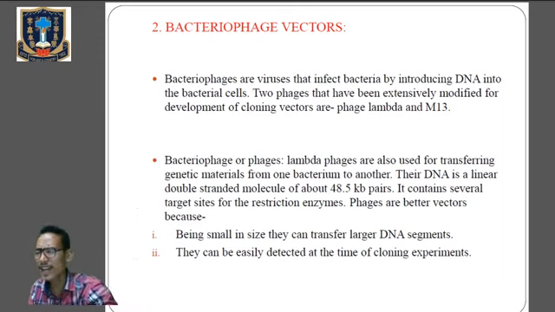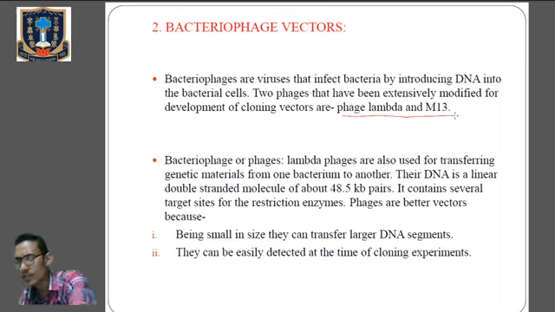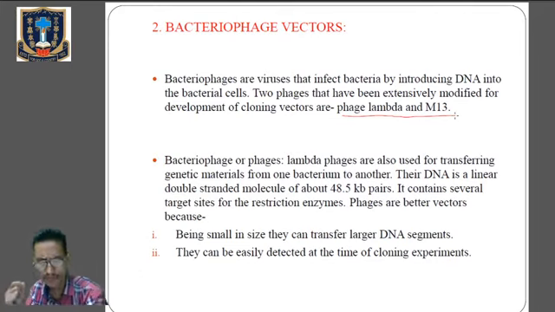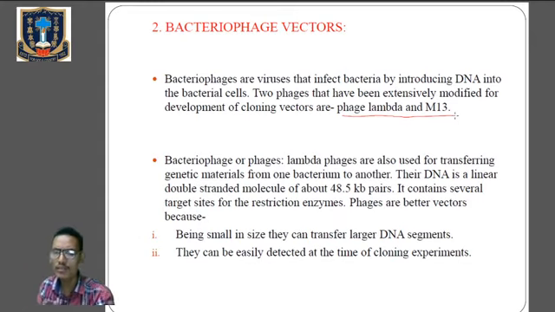And two phages that have been extensively used and modified for use as a vector are phage lambda and M13. These are the two types of bacteriophage which have been modified for use as a vector for transferring the DNA into the host cells. Lambda phages are also used for transferring genetic material from one bacterium to another.